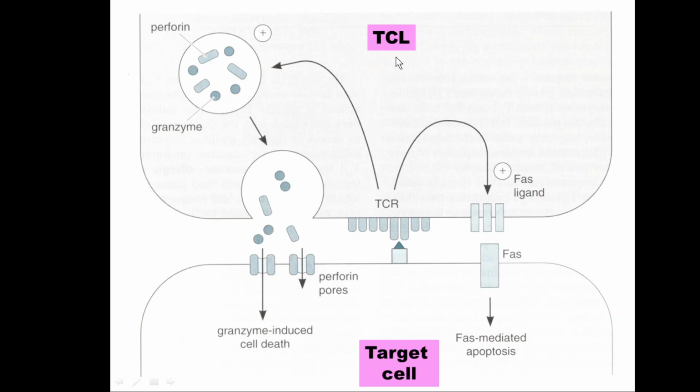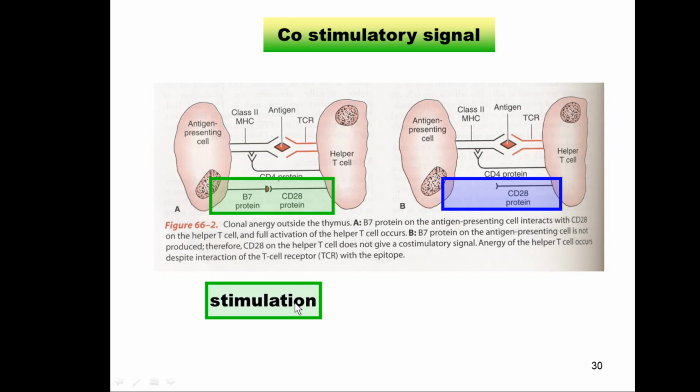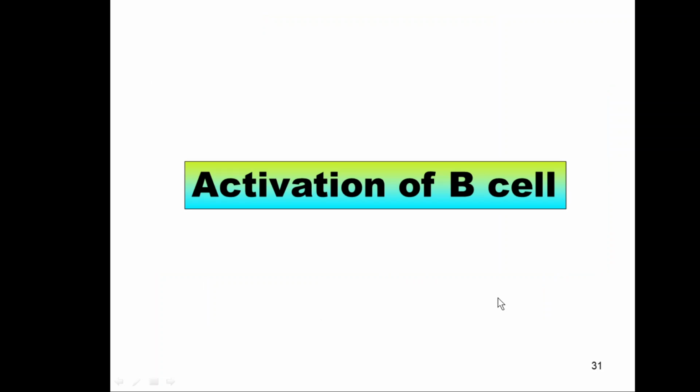And there is another process called Fas ligand, Fas death receptor. Fas ligand is present on the T cell, and Fas death receptor, that means CD95, is present on the target cell. It will combine and activate apoptosis. This is the second process, and this is how there is T cell activation. I have already told you about anergy.